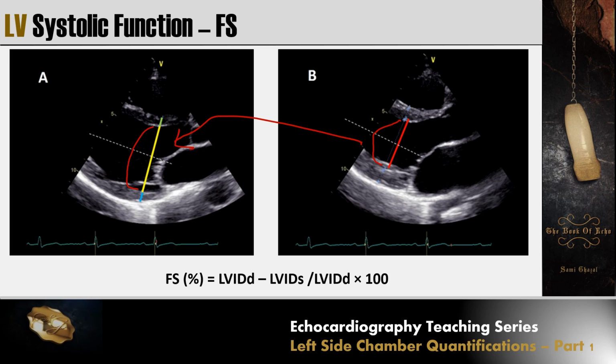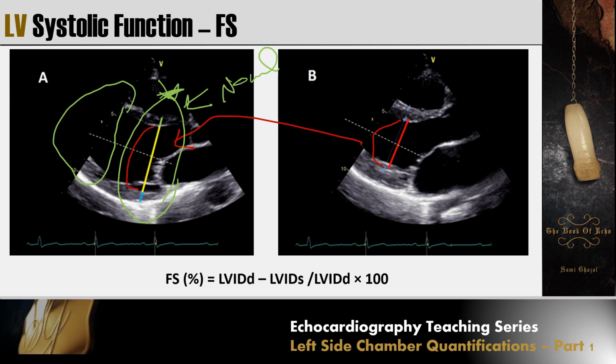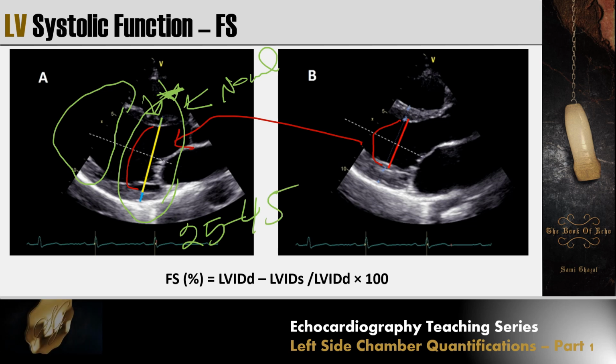If you note why this is inaccurate, it is because it only represents this part of the LV. Let's assume that this part here is normal and most of your abnormality is in the mid to apical portion. This will misinterpret the LV function, depending on only this part, and mislead us. So we should not really use it at all. However, normal fractional shortening, as we mentioned, is 25 to 45%.